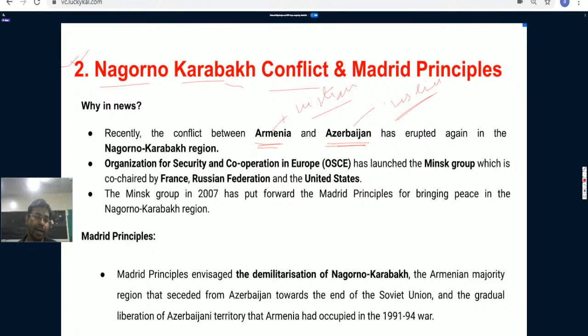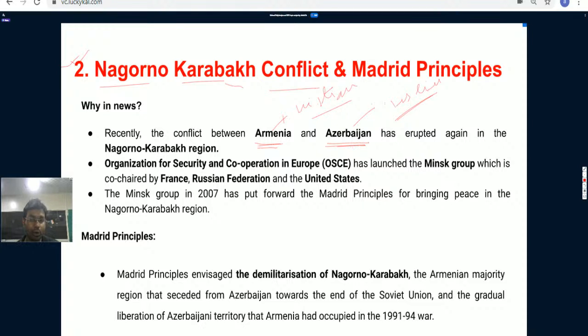At the same time, Armenia is being supported by Russia. India also supports the cause of Armenia, and India also sells some weapon systems to Armenia. Russia has recently sold some weapon systems to Armenia. At the same time, since it is on the western side of the Middle East region, most of the countries that follow the Islamic faith support Azerbaijan.